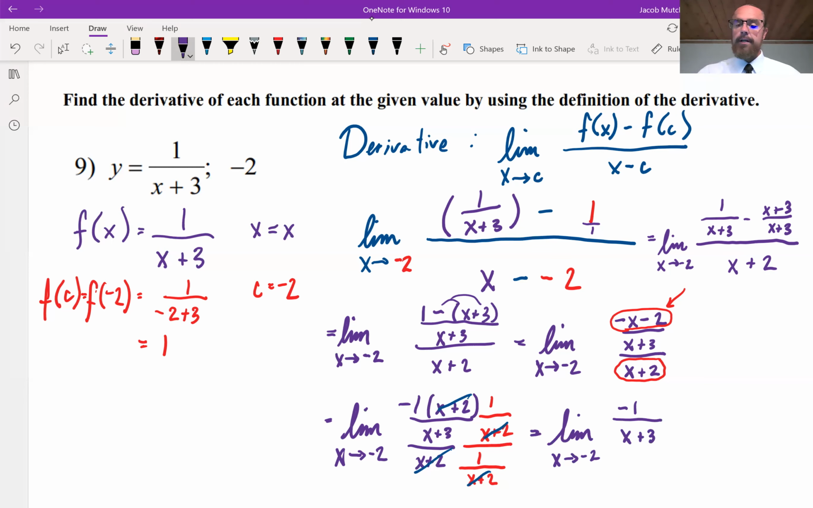Now we're ready for direct substitution. So this is now -1 over, instead of x, I'm going to plug in -2 plus 3. And that will reduce to -1 over -2 plus 3 is 1, -1.